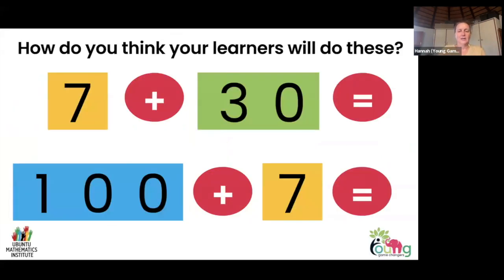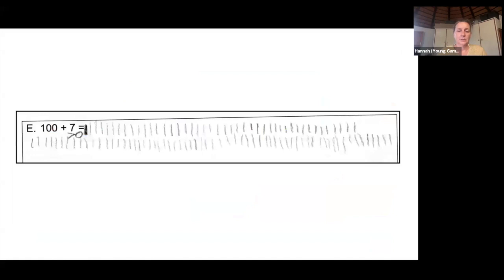So I don't know how your learners will do this. I don't know if some might count on, some might draw sticks, some might just know that it's 37. But this is what we're seeing. We assessed about 15,000 learners some years ago before COVID. And unfortunately, we're seeing quite a lot of this. We're seeing a lot of sticks being drawn.